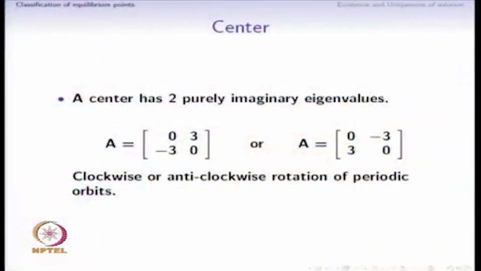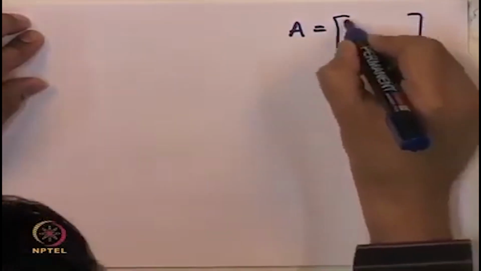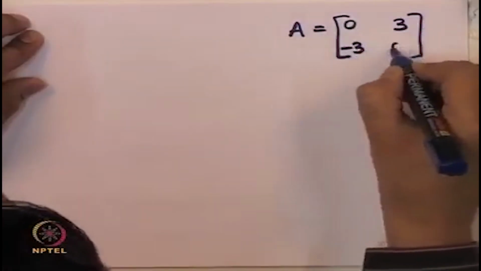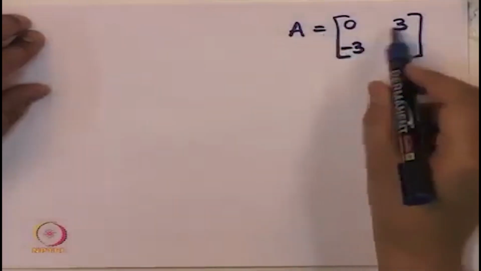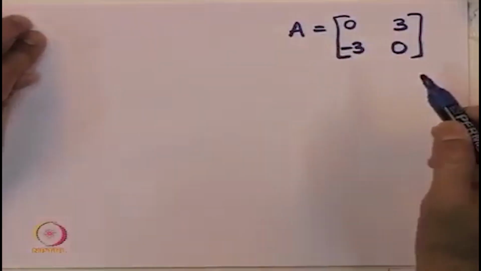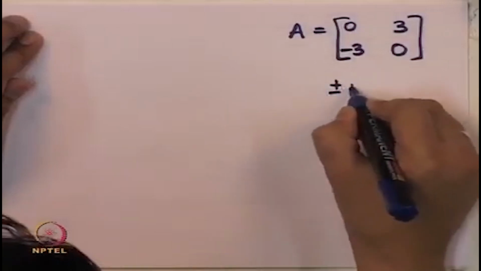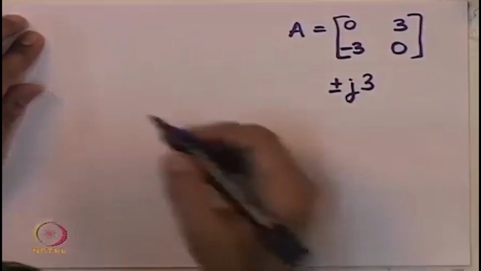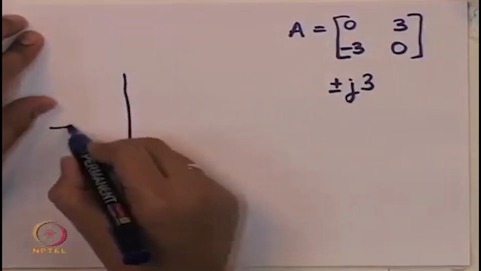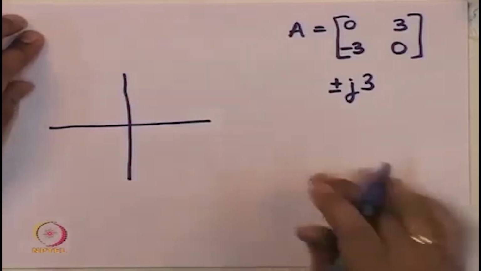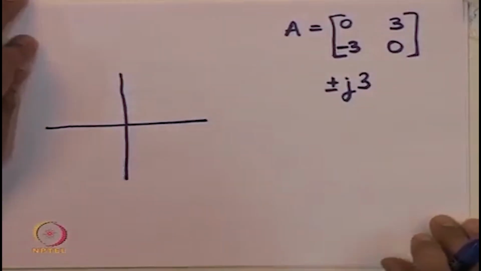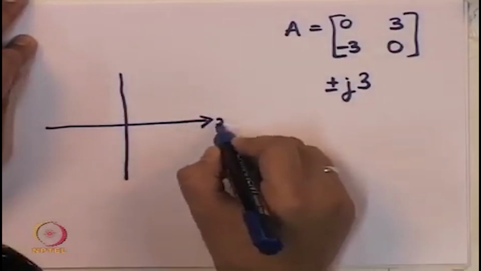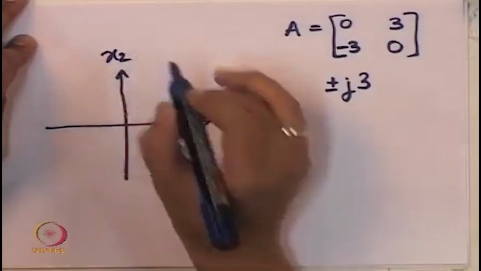Sorry, before we see the situation when the eigenvalues have opposite sign, we will start with what a center is. This is a situation when A has purely imaginary eigenvalues. Take for example this, because of this particular form in which the diagonal elements are equal to 0, the eigenvalues are plus minus 3 times j. So this corresponds, as I said, to rotation about the origin either in the clockwise or the anti-clockwise direction, which we will decide very quickly.